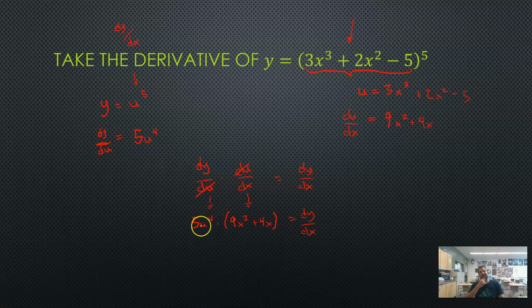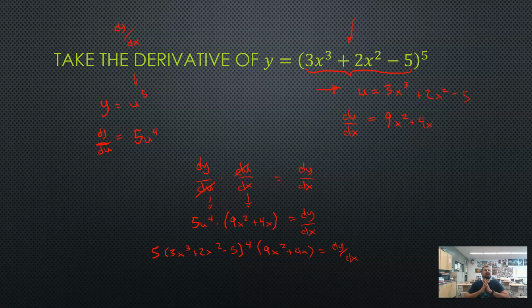So instead of having 5u to the 4th here, I should probably have something that has x's in it. Well, luckily for us, u is equal to 3x to the 3rd plus 2x squared minus 5. So I would just take 3x to the 3rd plus 2x squared minus 5, and then raise that whole thing to the 4th power. It's almost like I'm changing it back to being a composite function again. We've got 9x squared plus 4x here. That's equal to dy dx, and that is my derivative, using this u substitution method. Now again, that is the correct derivative.